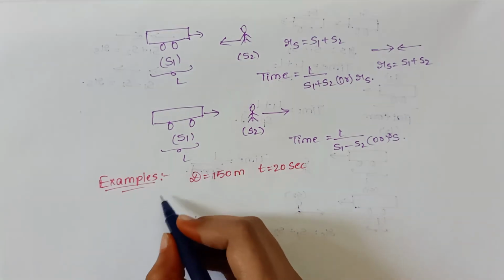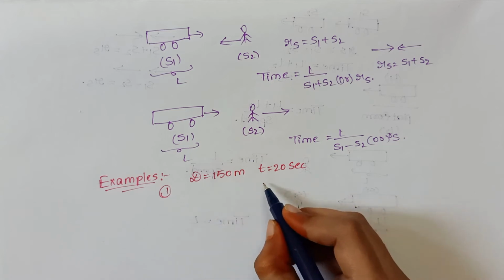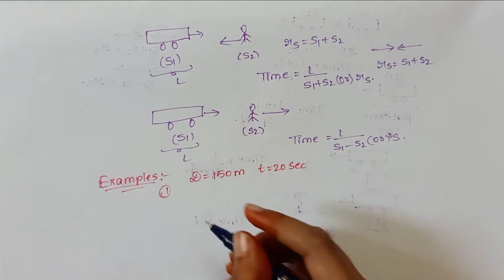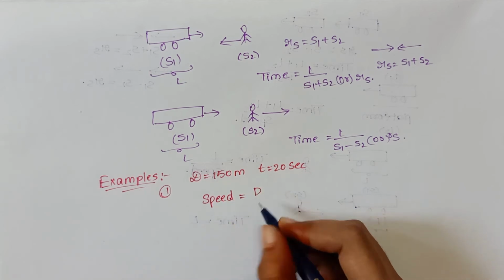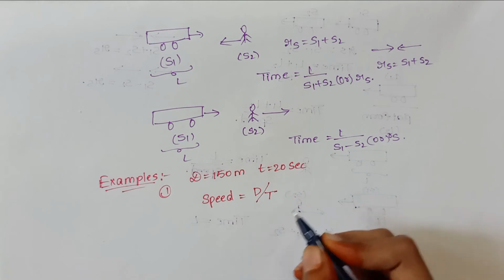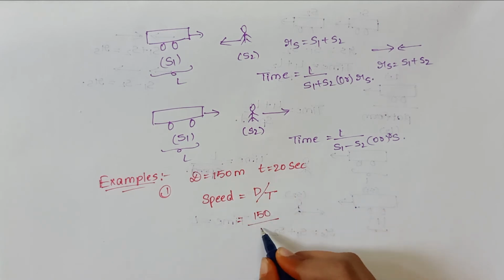Now examples. First one, where D is equal to 150 meters, T is equal to 20. Now we want to find the speed. Speed is equal to distance by time, where 150 by 20 is 7.5.